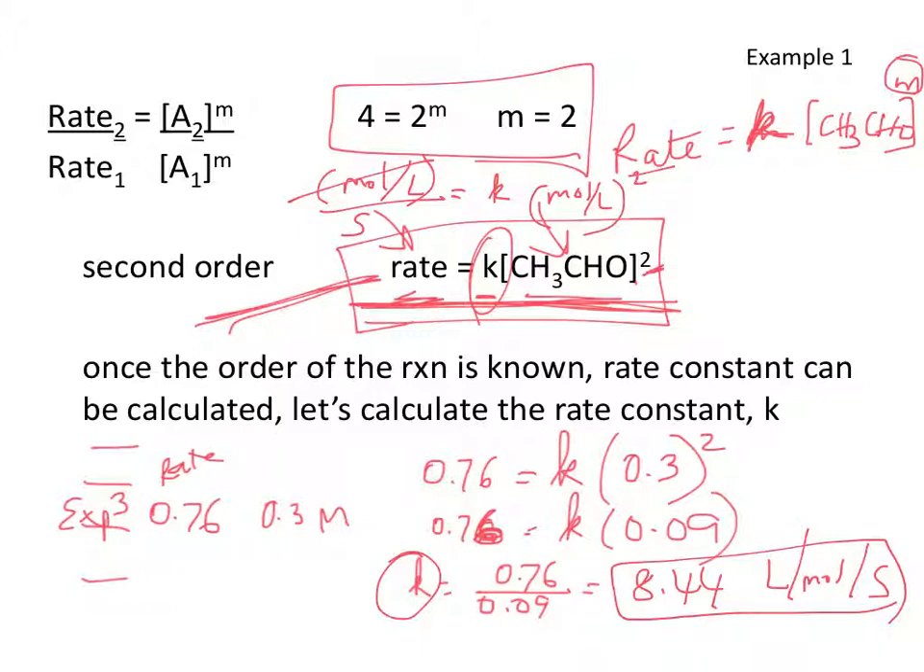Maybe what would happen if the concentration is, let's say, 2 molar. Okay, my acetaldehyde concentration becomes 2 molar. Or you can make it more interesting, 2.22 molar. 2.22. Let's plug in that. It's just a matter of plugging in.